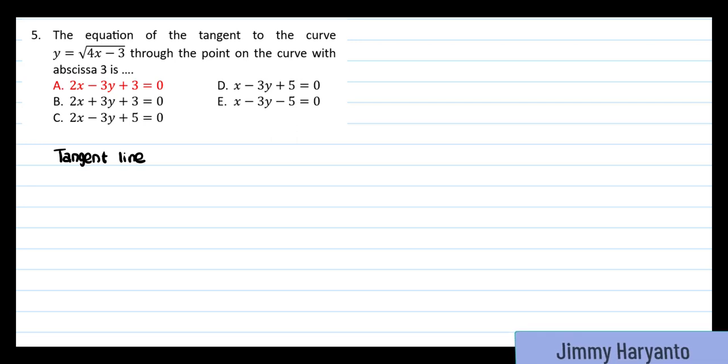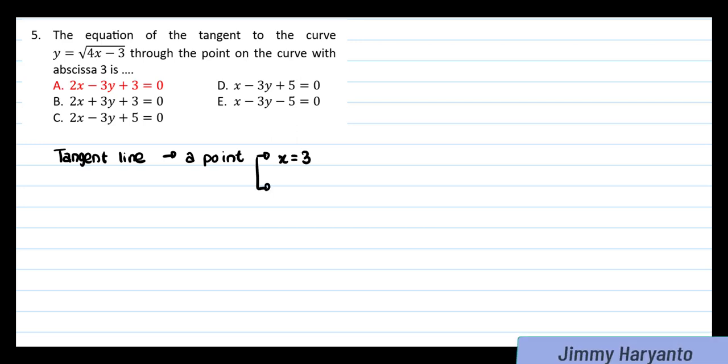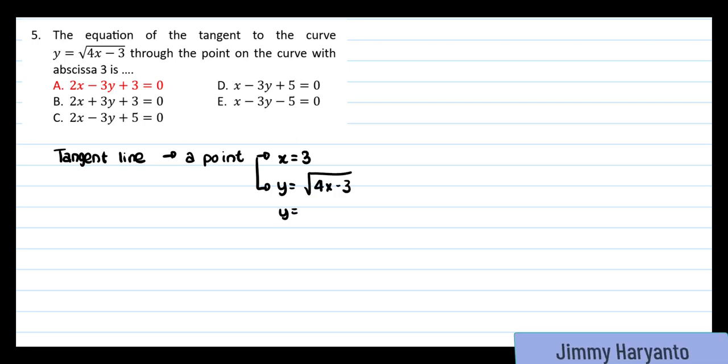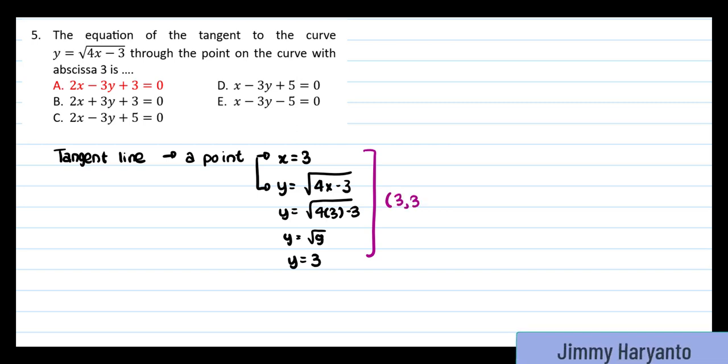For question number 5, the question wants us to find the tangent line. To find the tangent line, we need a point. And in the question we can see that the abscissa equals 3, that means x equals 3. And then you have to find y, where y equals the square root of 4x minus 3. You only have to put 3 into the x. 4 times 3 minus 3, you will have y equals the square root of 9, that means y equals 3. From these calculations we already have the point, which is (3, 3).